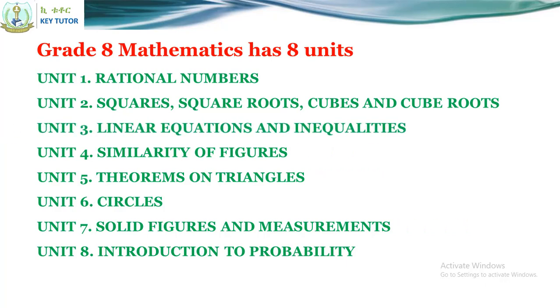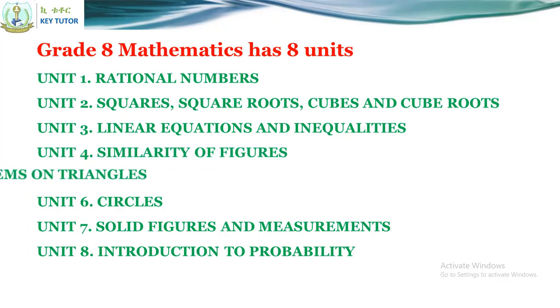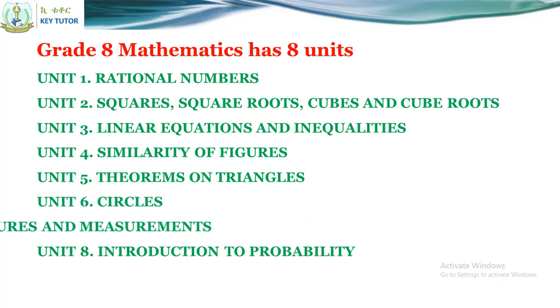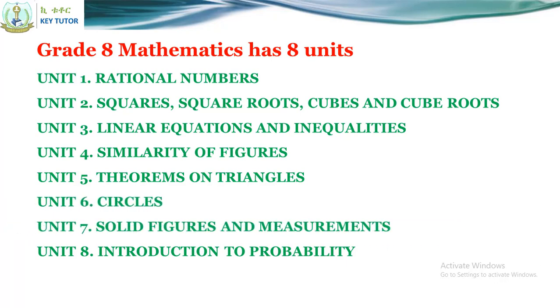The fourth unit is about similarity of figures. The fifth unit is concerning theorems of triangles. The sixth unit is about circles. And the seventh unit is about solid figures and measurements. And the last unit is concerning introduction to probability. This is going to be elementary probability.